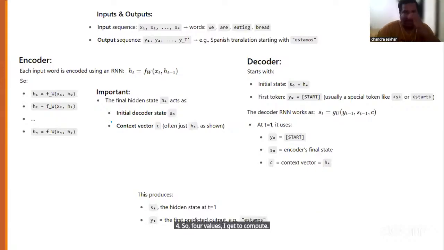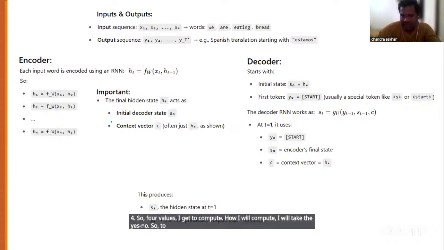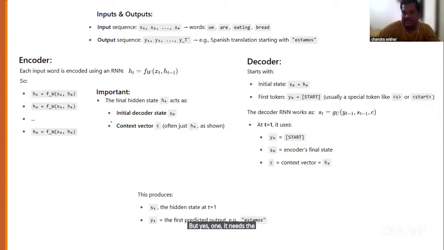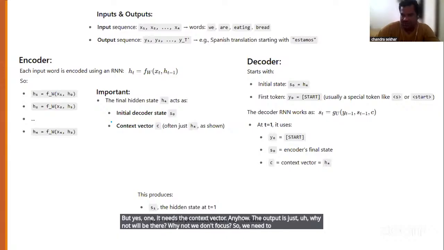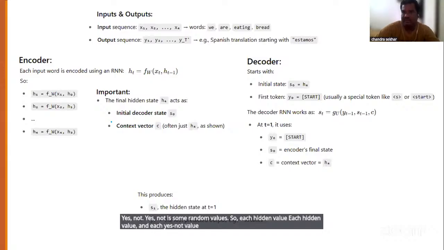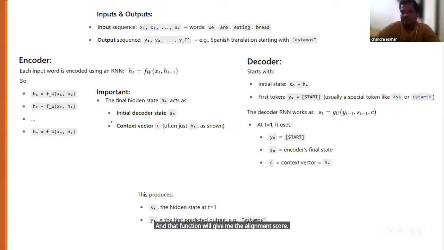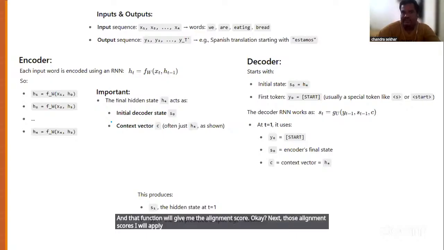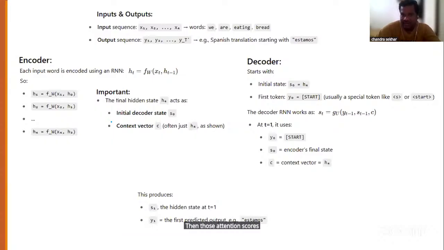How will I compute? I will take S0. To generate S1, it needs the context vector. Anyhow, the output Y0 will be there; Y0 we don't focus on. So we need to get the context. To generate S1, S0 is some random values. Each hidden value and the S0 value, both I pass to some function, and that function gives me the alignment score. Next, I apply the softmax to those alignment scores, then I get the attention scores. Then I take those attention scores, and adding them up gives my context vector.